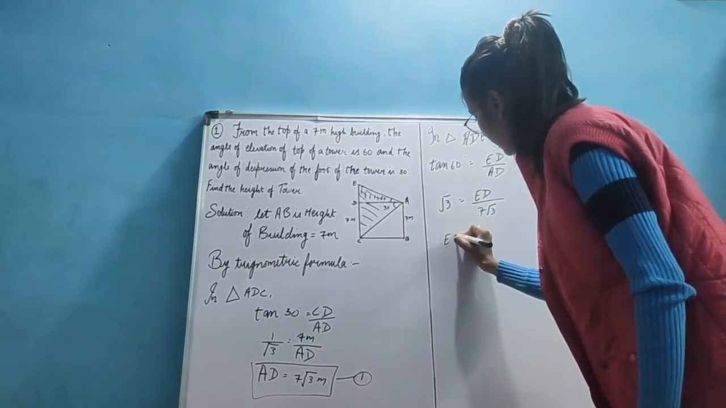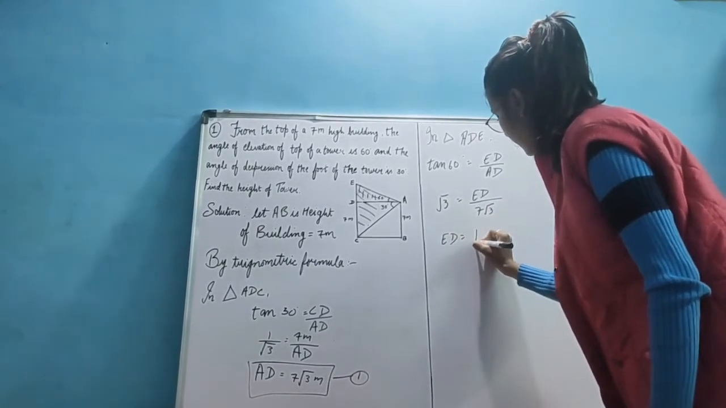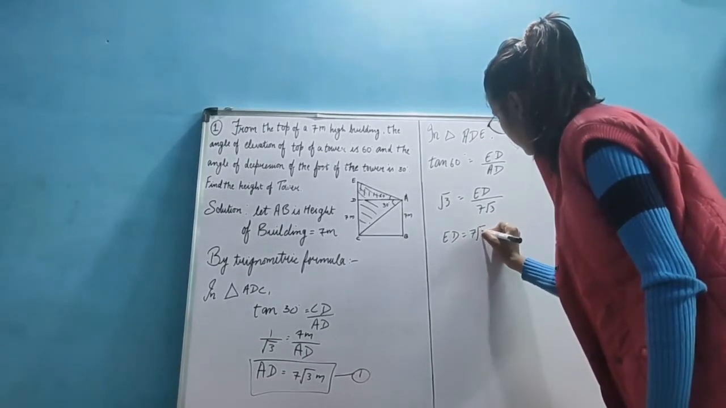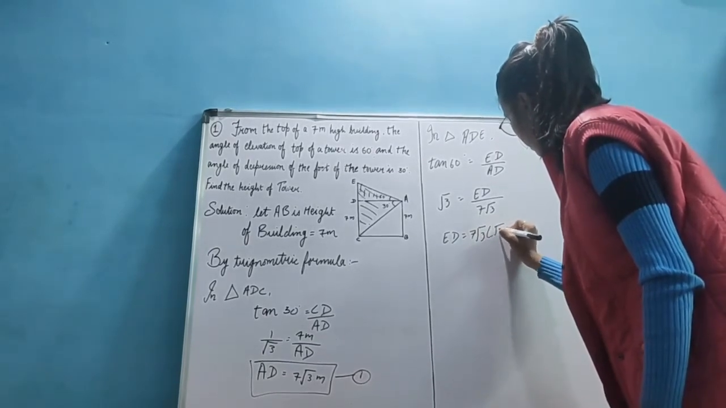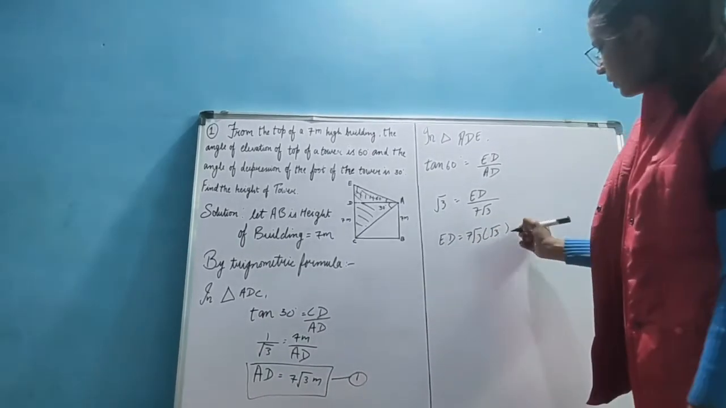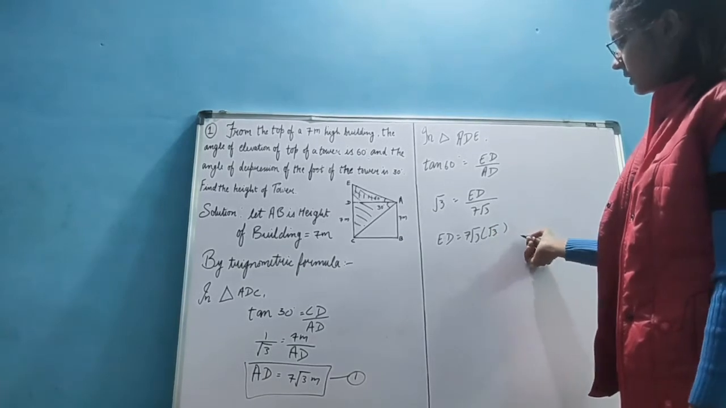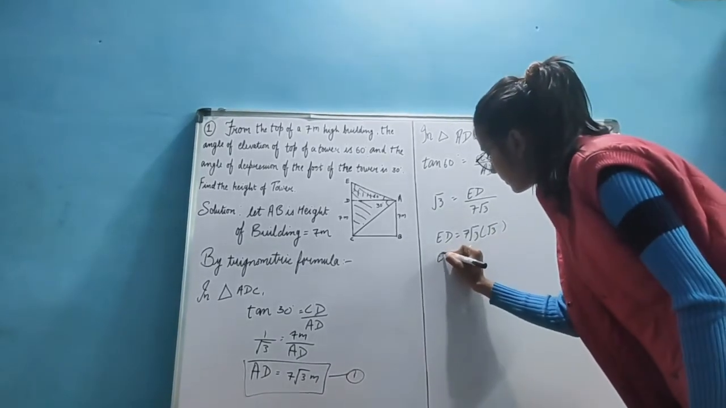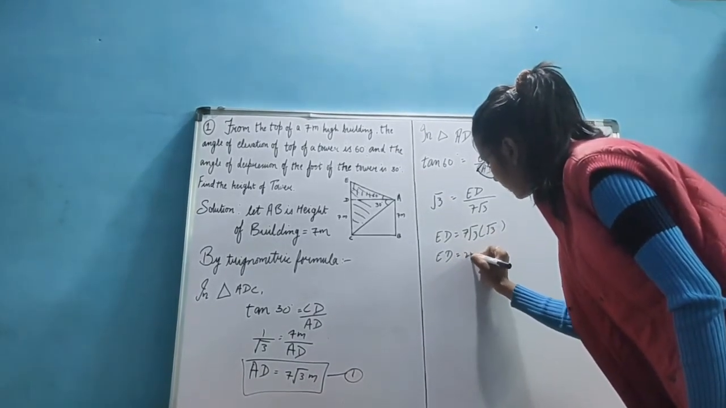Then ED is equal to 7 root 3 multiplied by root 3. Root 3 multiplied by root 3 gives 3, and 7 times 3 is 21. So ED is 21 meter.